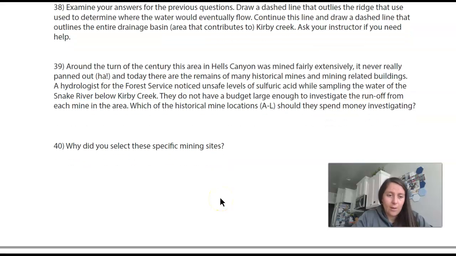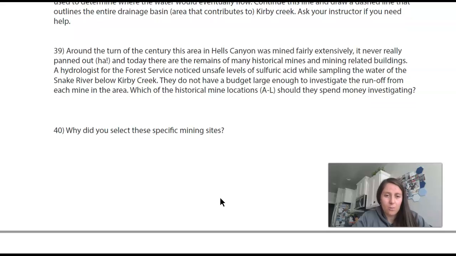Okay. And then lastly, why did you select these specific mining sites? I think in the question of the quiz, it's a short answer, so you have to give me an idea of why it is that you chose it. I kind of just told you, but I want you to elaborate a little bit more.